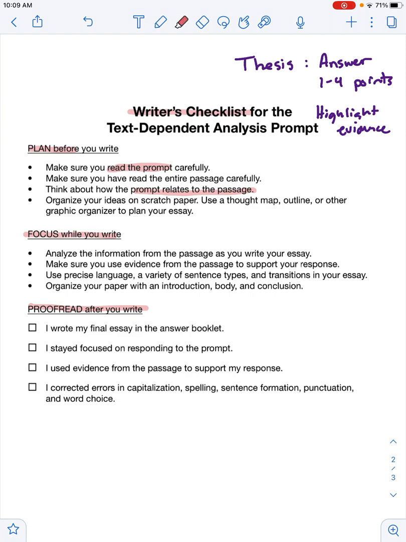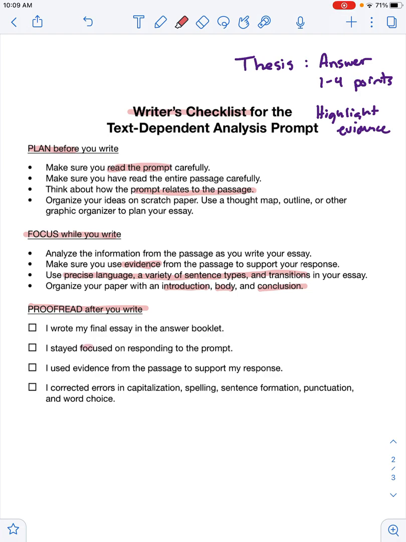Some important things they mentioned in the focus section is make sure you're using evidence from the passage. You want to use a direct quote whenever necessary. Precise language, variety of sentence, and transitions. This is really going to get your essay to a more sophisticated level. And then we want to make sure we've got an intro, body, and conclusion for organization purposes.